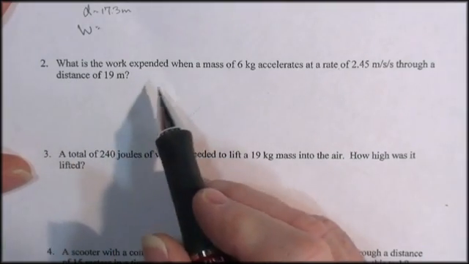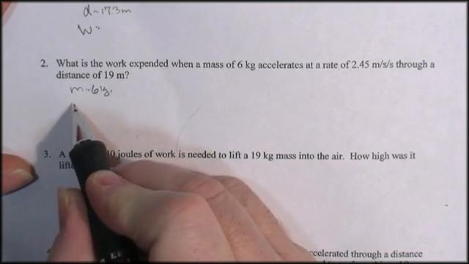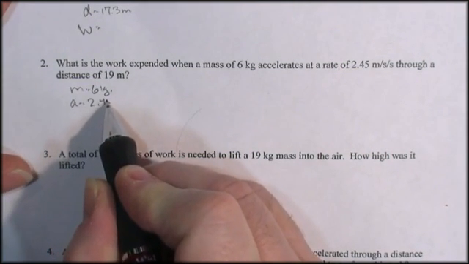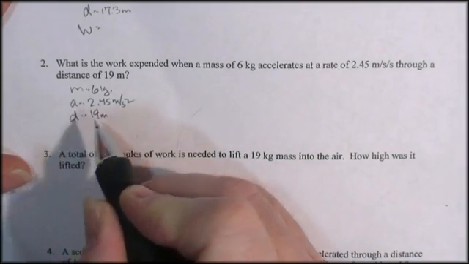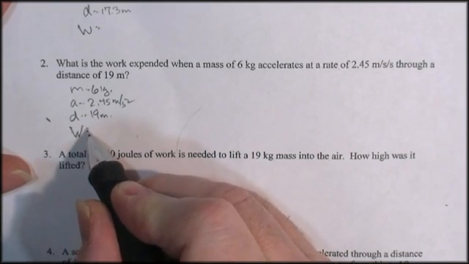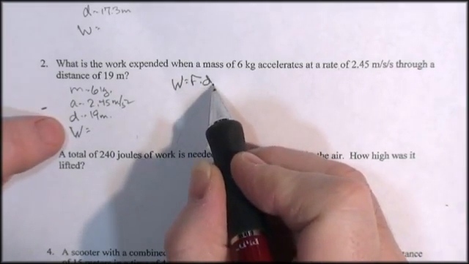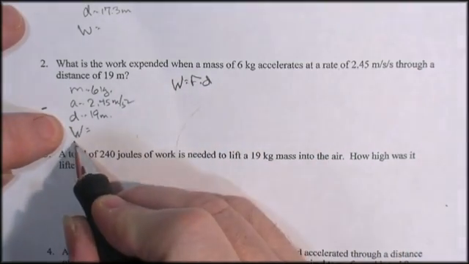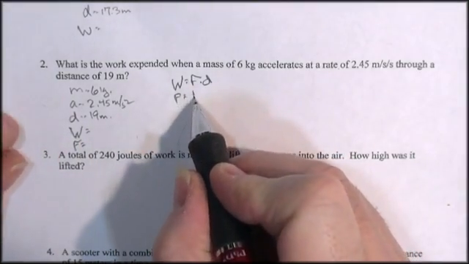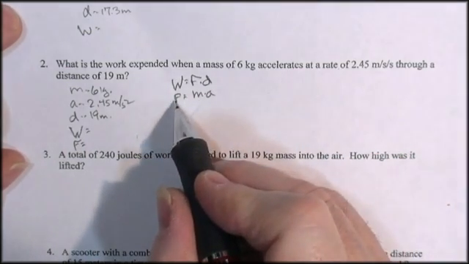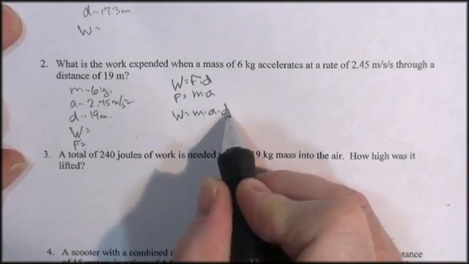Question 2, what is the work expended when a mass of 6 kilograms accelerates at a rate of 2.45 meters per second squared through a distance of 19 meters? And they're looking for work. Well, work is equal to force times distance. We have distance, but we don't have force. So we need to find force. Force is equal to mass times acceleration. We have that, so we can combine ma for F and write the equation. Work is equal to ma times d.